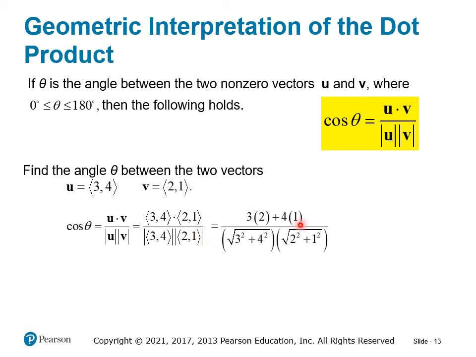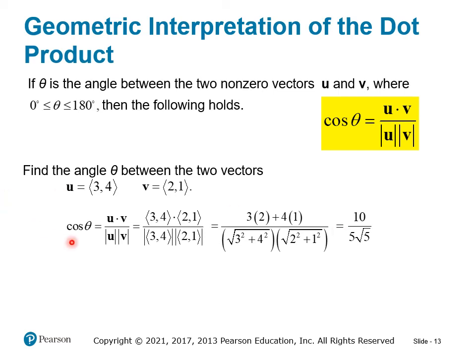Okay. Well, in the numerator, we get 3, the x value product, 3 times 2, plus the y value product, 4 times 1. Remember, the magnitude of each vector is equal to the square root of the sum of the squares of both the x and the y values. So we get the square root of 3 squared plus 4 squared, and the square root of 2 squared plus 1 squared. Okay? This simplifies to 10 over 5 square roots of 5.